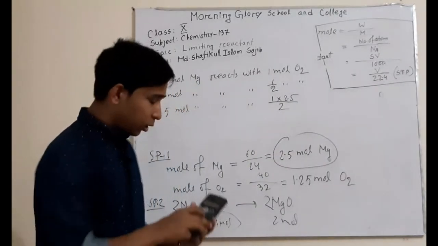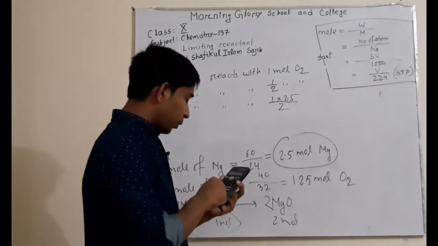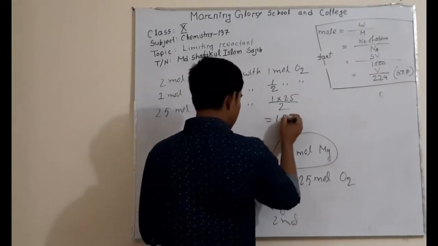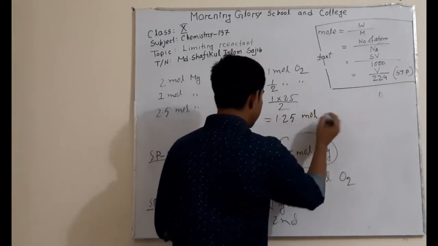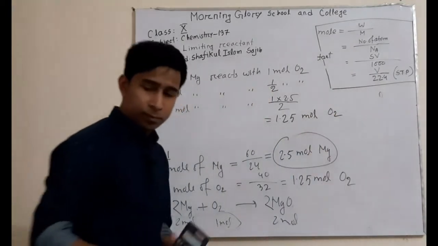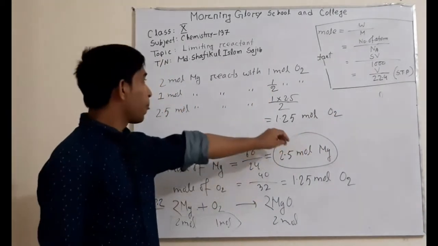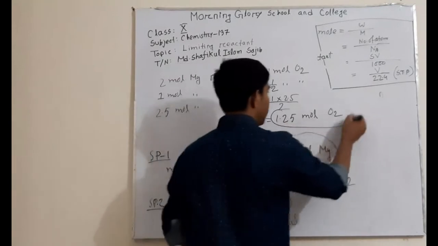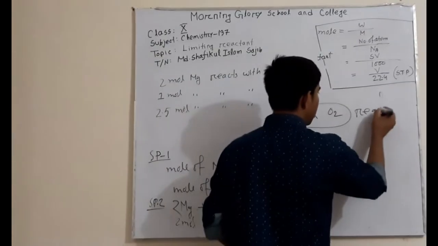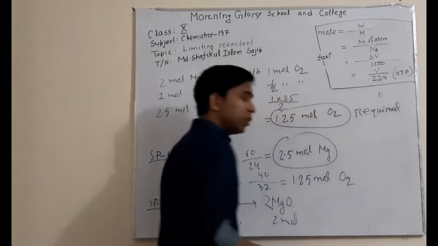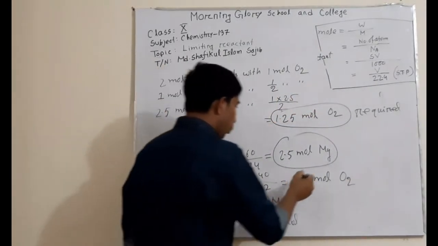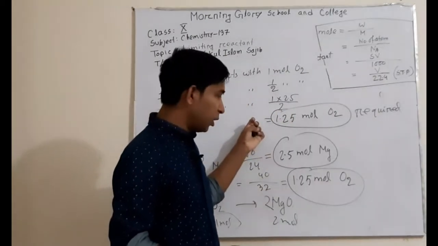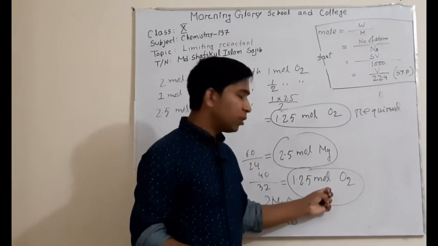Now if we calculate 2.5 divided by 2, we get 1.25 mole oxygen. Now you can see we need 1.25 mole of oxygen. This is the required amount of oxygen, but your provided mole of oxygen is also 1.25. Required mole of oxygen and provided mole of oxygen are equal.